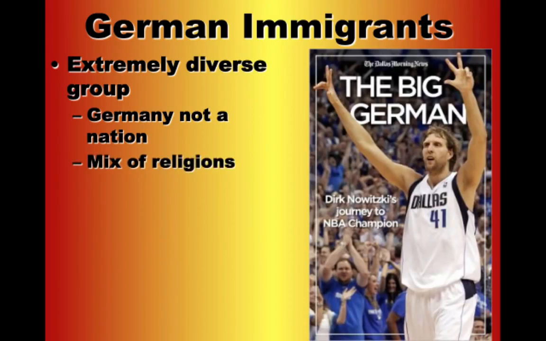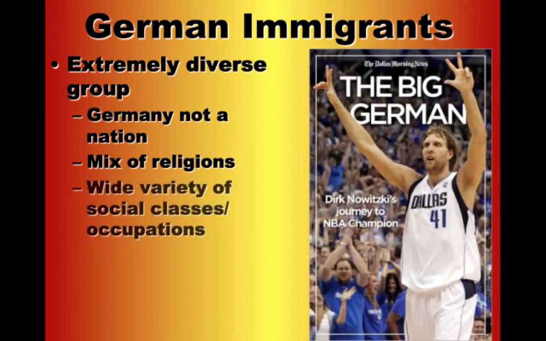There's a mix of religions. You have Protestant, Catholic, Jewish Germans. You have a wide variety of social classes, whereas the Irish tended to come over largely as poorer immigrants. There are all sorts of middle-class Germans coming over, artisans, farmers, and so on.